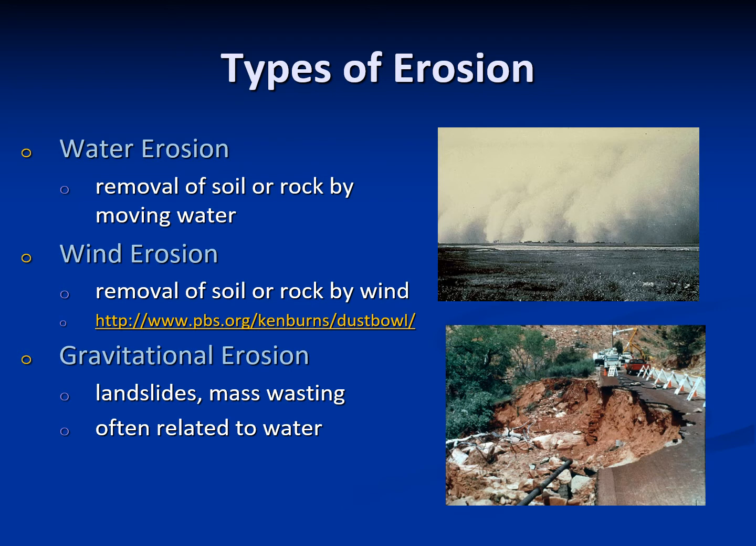So the types of erosion that we're concerned about include water erosion, which is the removal of soil or rock by moving water, wind erosion, which is the removal of soil or rock by wind, and gravitational erosion, which is landslides, mass wasting, often related to water.